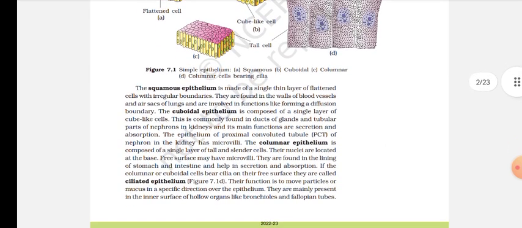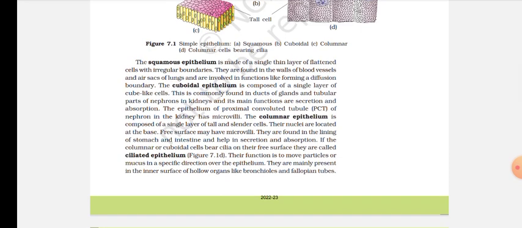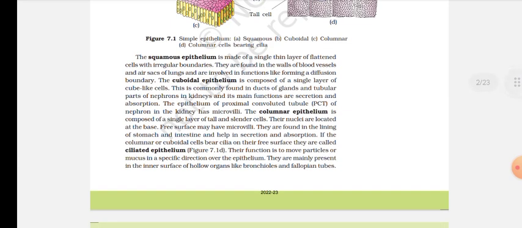The squamous epithelium is made up of a single thin layer of flattened cells with irregular boundaries. They are found in the walls of blood vessels and air sacs of lungs and are involved in functions like forming a diffusion boundary. The cuboidal epithelium is composed of a single layer of cube-like cells. This is commonly found in ducts of glands and tubular part of nephron in kidneys, and its main functions are secretion and absorption. The epithelium of proximal convoluted tubule, PCT, of nephron in the kidney has microvilli.